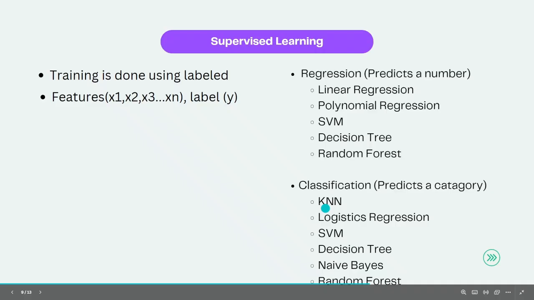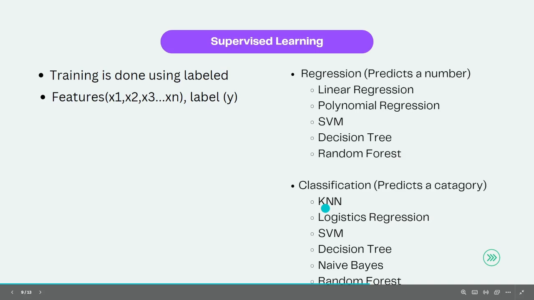Classification is also a problem that is solved in supervised learning, and to solve classification problems we have to use these algorithms. Okay, and what is the main difference between regression and classification? In regression, you were predicting a number, a continuous value. The number can be discrete or continuous, but yes, you can have continuous numbers. But in classification, you are predicting a category.